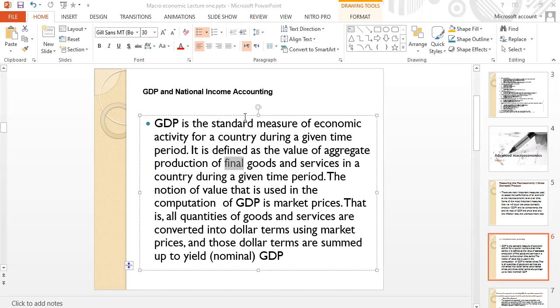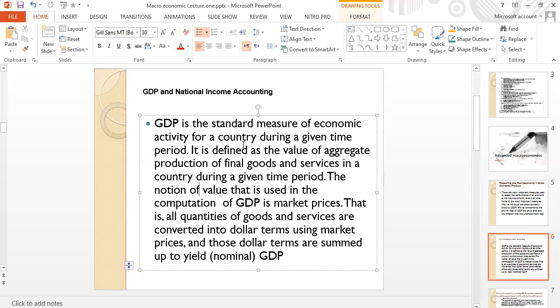Final goods are for the final user. They are ready to use by the final user, but intermediate goods are used by firms to produce the final goods. So intermediate goods are components of final goods and services, so we take final goods and services in GDP because they include intermediate goods and all the process of production in a country in a given time period. We have a specific time period for calculating the value of aggregate production of final goods and services.